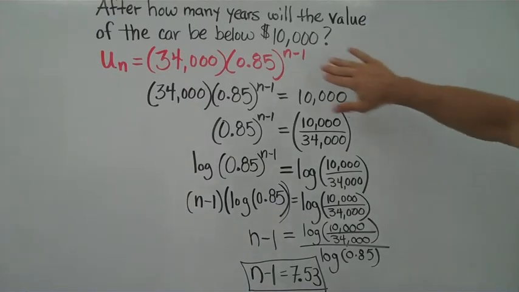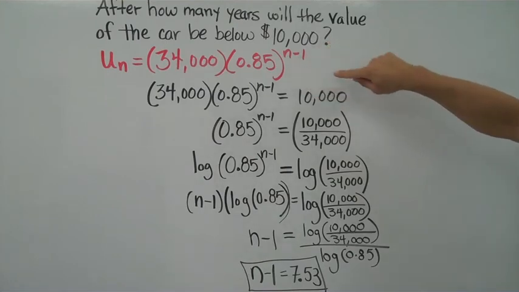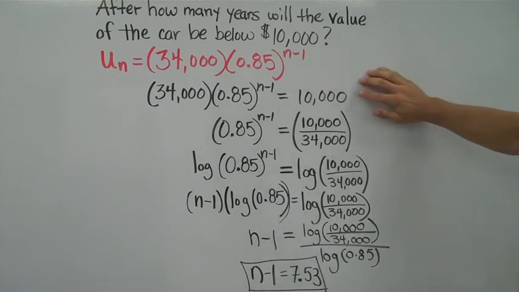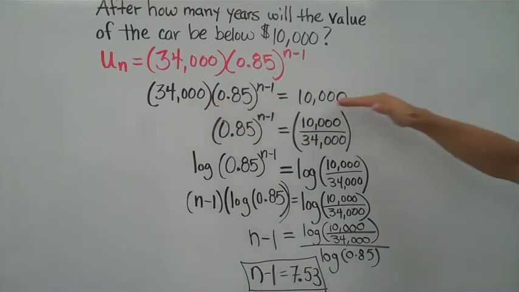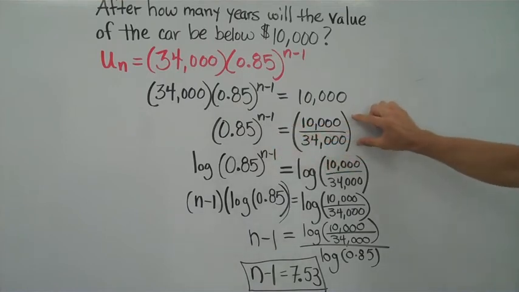We know our geometric sequence is this from the previous parts of the problem. We want to know when this geometric sequence, let's call it equal to 10,000 so we don't have to deal with the inequalities. Well, the first step would be to divide both sides of this equation by 34,000 to get 0.85 to the n minus 1 is equal to 10,000 over 34,000. Because I have a calculator, I'm not even going to simplify that.